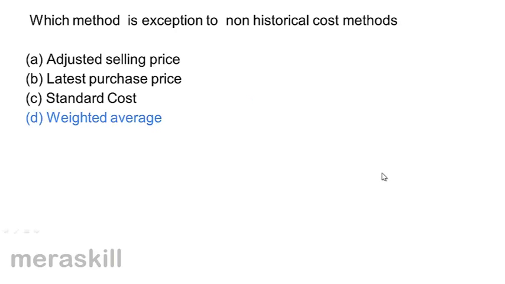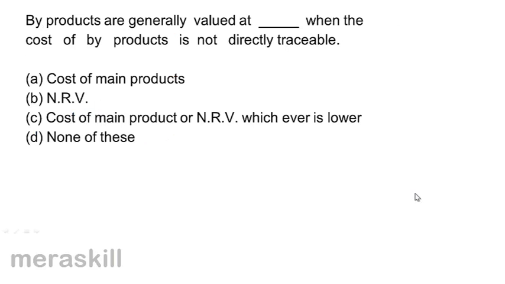Weighted average. This is because it is an exception to the non-historical cost methods. In other words, which of these options is a historical cost method? Is adjusted selling price? No. The latest purchase price? No. Standard cost is not a historical cost. However, weighted average cost is. Therefore, the correct answer is D, weighted average.